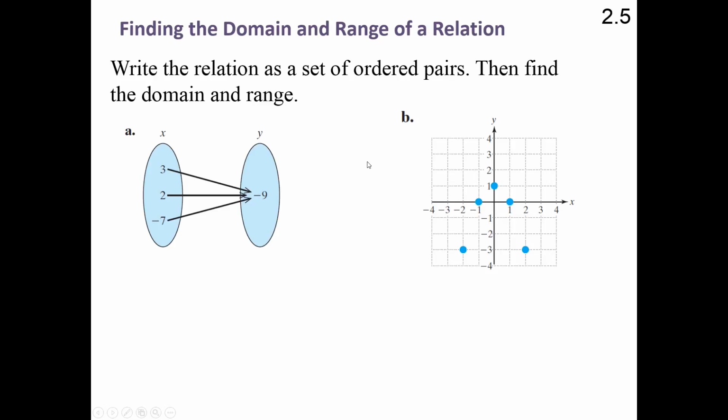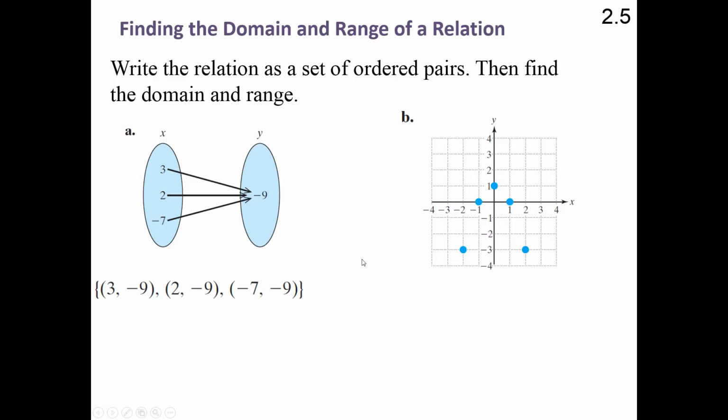Now there's a few different examples. In both of these, we have to write the relation as a set of ordered pairs and then find the domain and range. So this set represents the domain set, this set represents the range set, and this arrow indicates that 3 gets mapped to -9, 2 gets mapped to -9, and 7 gets mapped to -9. So the ordered pairs would be (3, -9), (2, -9), and (7, -9). So this set of ordered pairs defines the relation.